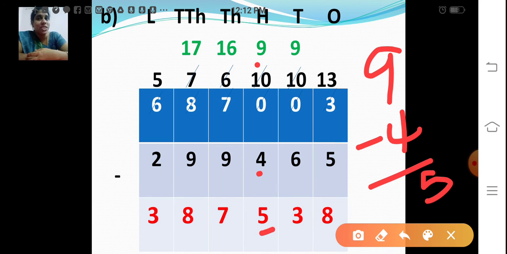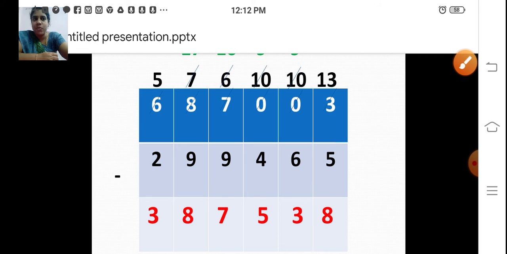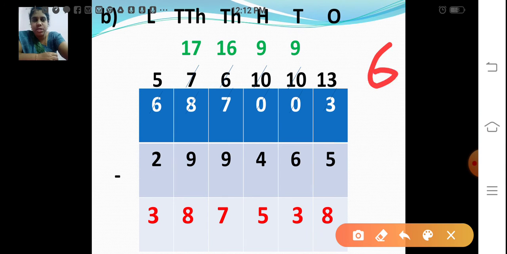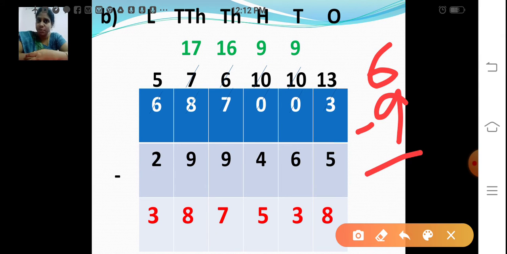Now let's move on to the thousands place. What number am I having in the thousands place? 6, right? Because I already gave 1000. So 6 minus 9. Can you subtract 6 minus 9? Is this possible? You cannot subtract a bigger number from a smaller one, right?